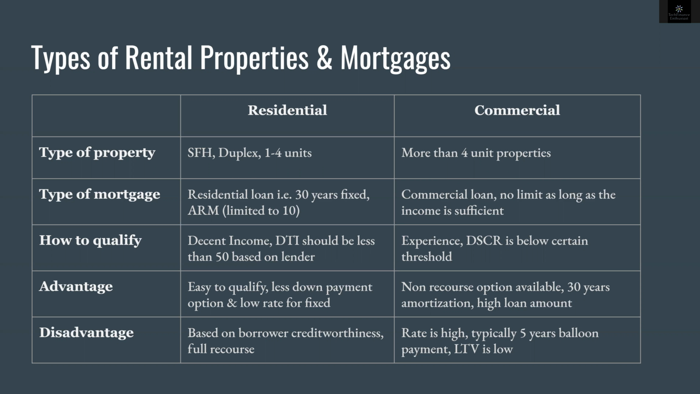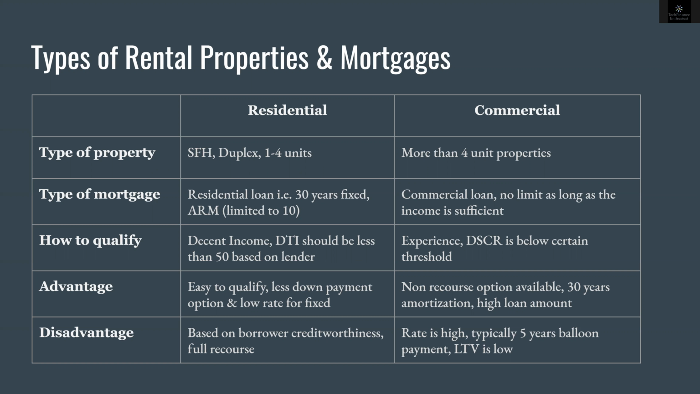So what type of mortgage can you get for both types of properties? Normally for residential mortgage, you can get a residential loan, mainly the 30-year fixed or adjustable rate mortgage. The only catch is that you can get only 10 residential mortgages per borrower. For commercial mortgage, you will get a commercial loan and there is no limit as long as the income from those properties is sufficient.